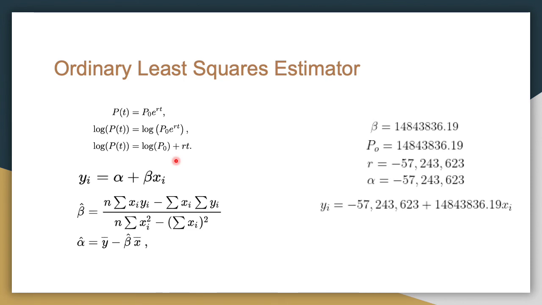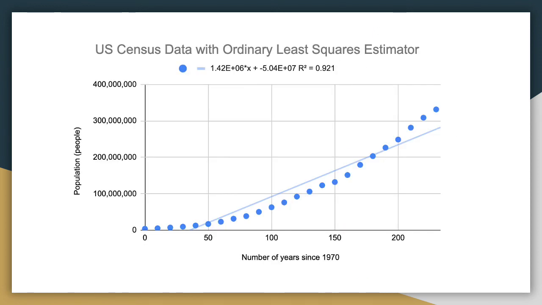The equation shown, where yi is equal to alpha plus beta times xi, is what the resulting linear equation will be modeled after. To find beta, you must use this equation, and to find alpha, you must use this equation. So after that was done, beta was found to be this, and then beta equals P0, so P0 also equals this. And then alpha was found to be this, and R equals alpha, so that's what R is as well. And the resulting equation was this. So now we will see what the graph looks like. This is what the resulting graph is.